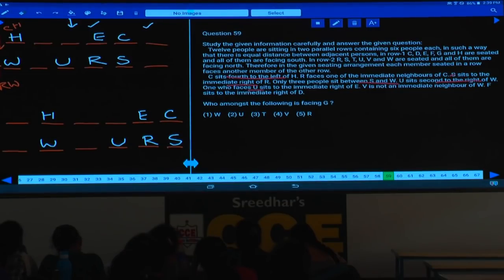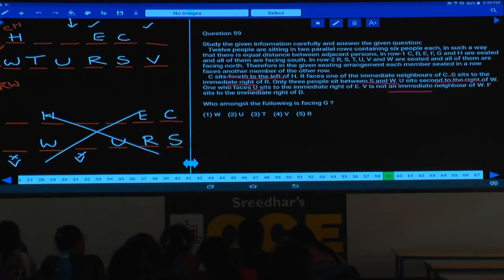And V is not an immediate neighbor of W. Now in the second case V must be either here or here, but in both these cases V cannot be adjacent to W, and this case is ruled out. Hence we are left with only the first case, V must be here. If V is here, then who is the person left over? T is the person left over. And F sits to the immediate right of D. As F is to the immediate right of D, F is here and D will be here. C, D, E, F, and who is the person left over? G is the person left over.